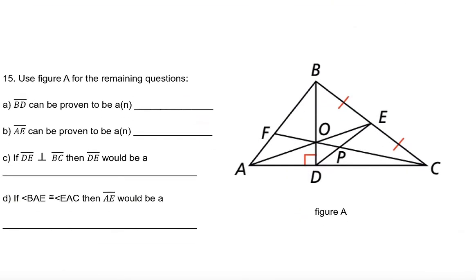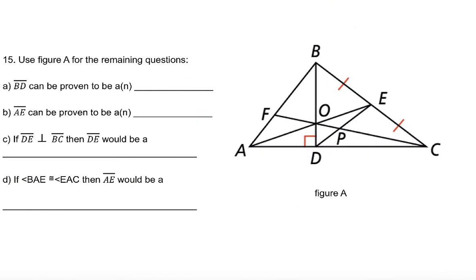Let's look at the last little bit. This is all just vocabulary, so it will go pretty quickly. It says to use figure A for the remaining questions. So part A is saying BD can be proven to be what? Well, go look at BD and look at what signs or symbols you have around it.